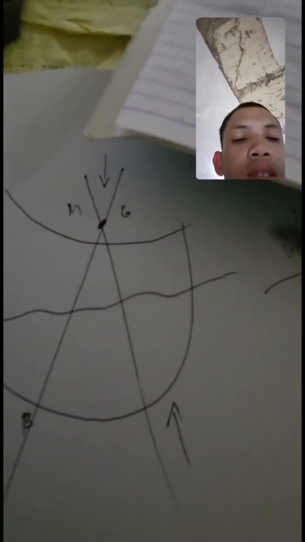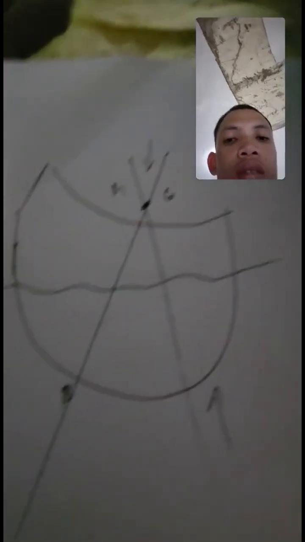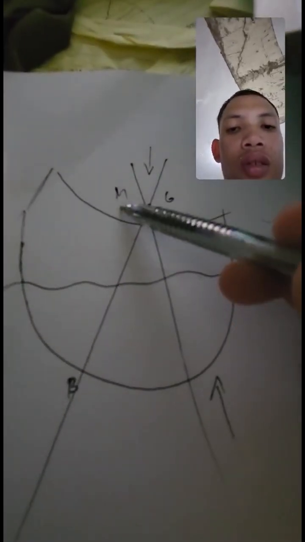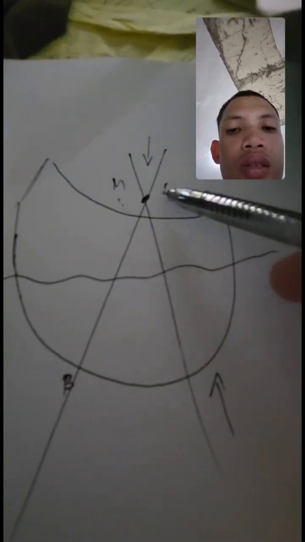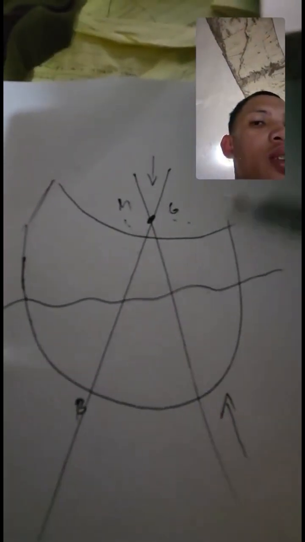So let's tackle unstable equilibrium. Unstable equilibrium will happen when the center of gravity is above the metacentric height, like for example this one. When heeled, it will flop.